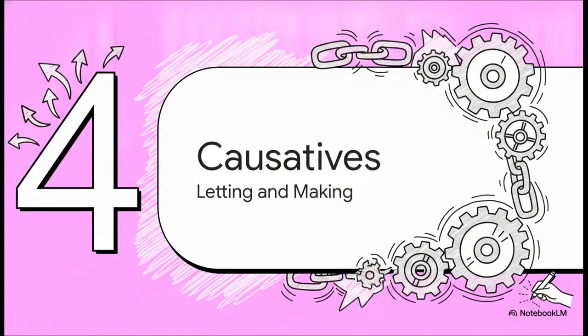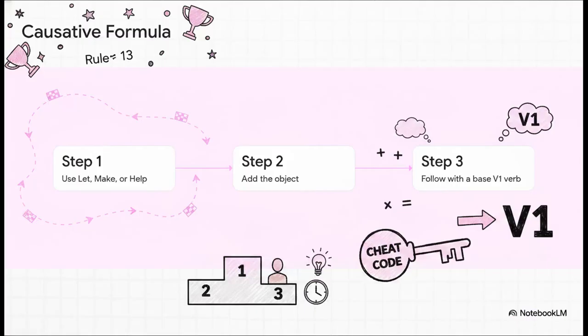Next up, section 4, causatives, letting and making. This is all about what happens when one subject causes another one to act. Let's actually gamify Rule 13 a bit. I want you to view this as a foolproof step-by-step cheat code. When you use the causative verbs let, make, or help, you just follow this exact 3-step sequence. Step 1, drop in your causative verb. Step 2, add the object, so the specific person or thing being affected. And step 3, this is the absolutely crucial bit. You must follow it up with a base V1 verb.